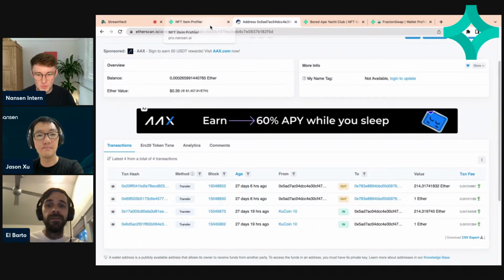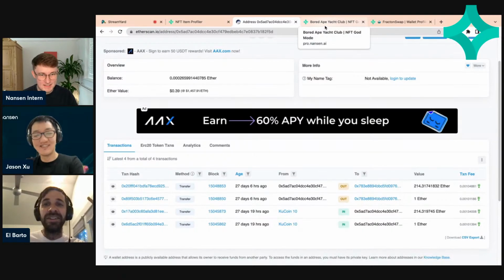It's kind of interesting they did 1 ETH as their test transaction. Yeah, it's an expensive test transaction, not gonna lie. Well, yeah, it's KuCoin.